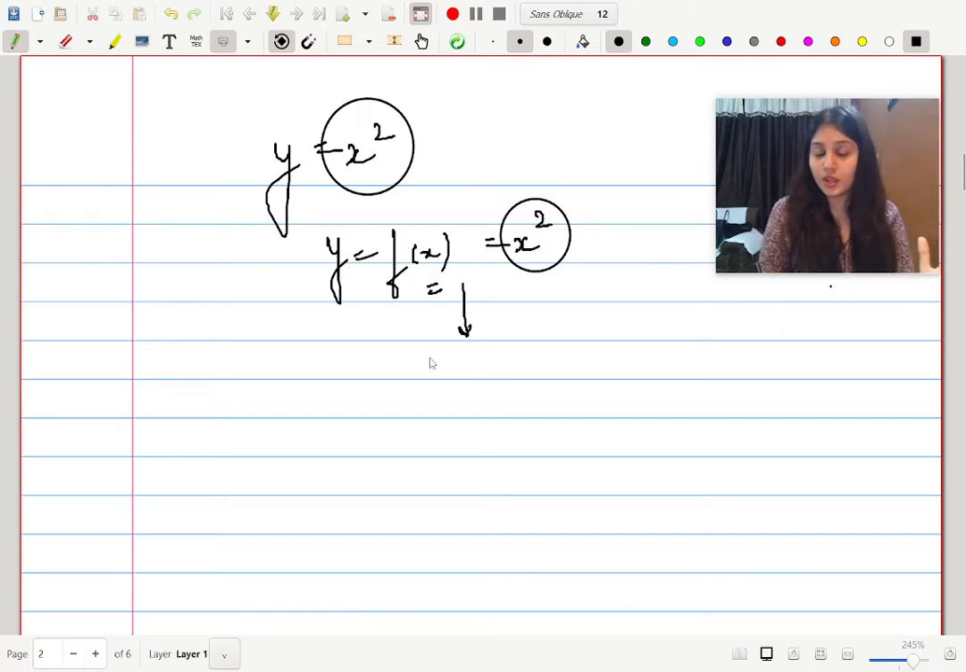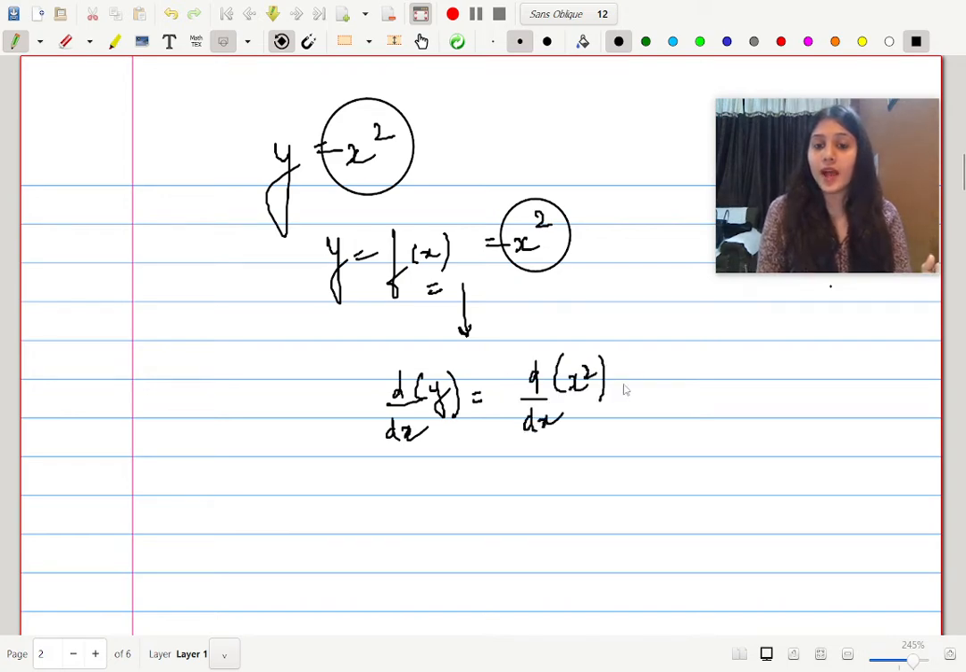Now, in the last video, which I hope you've already seen, we discussed what differentiation is. So if I want to differentiate this function y with respect to x, it becomes d by dx of x squared. And by the formulas which I already know, it becomes 2x. Differentiation of x squared is 2x.